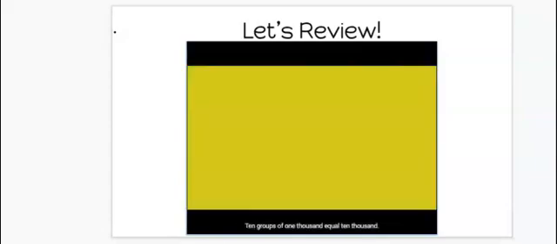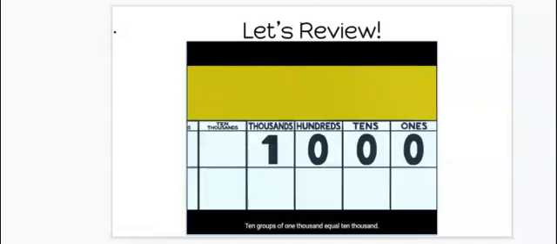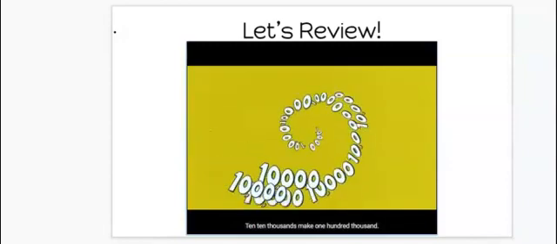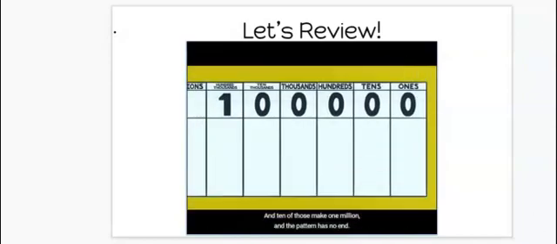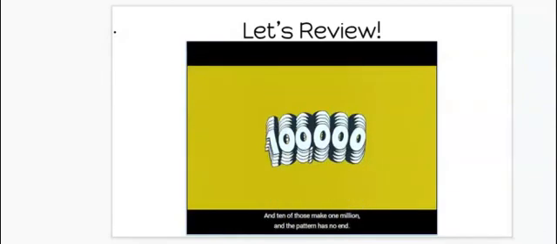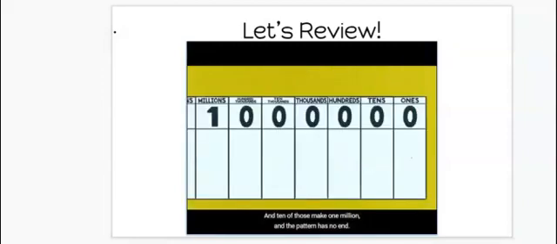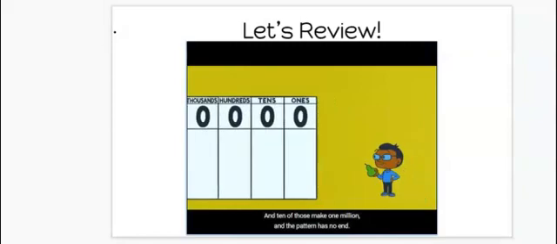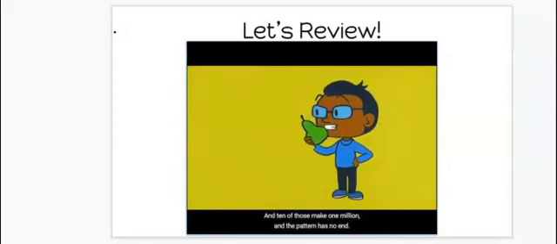10 groups of 1,000 equal 10,000. 10,000s make 100,000. And 10 of those make 1 million. And the pattern has no end.